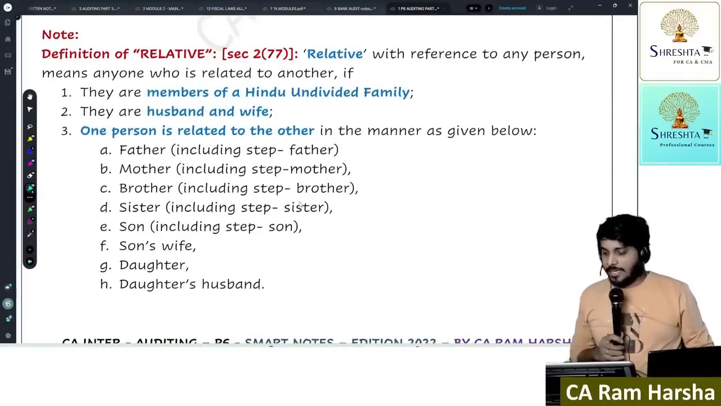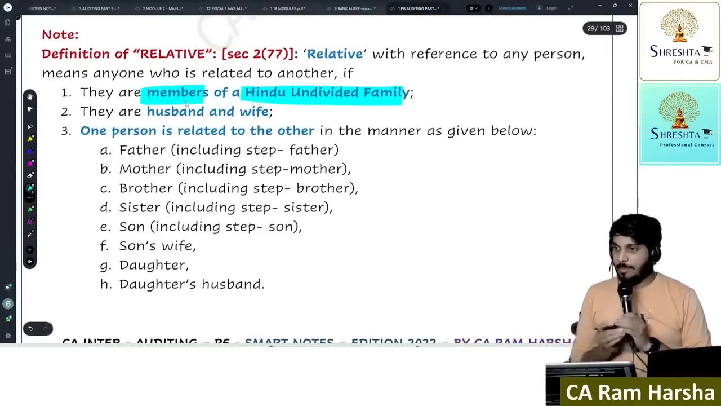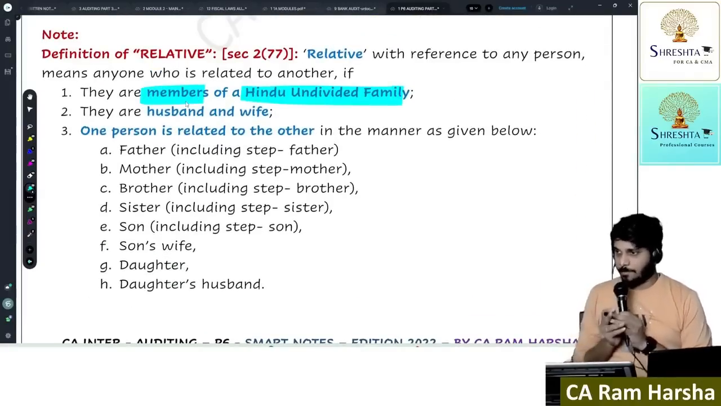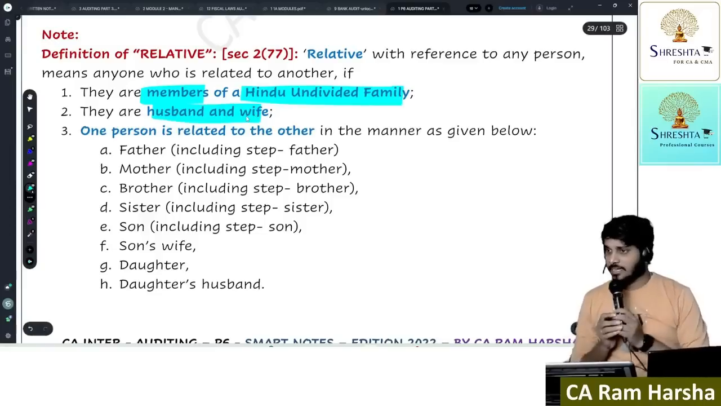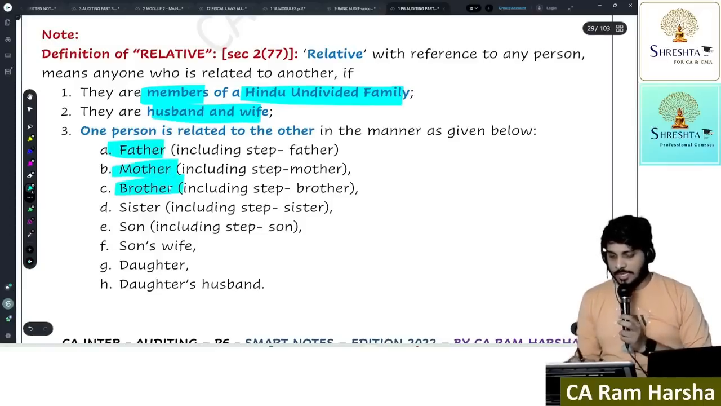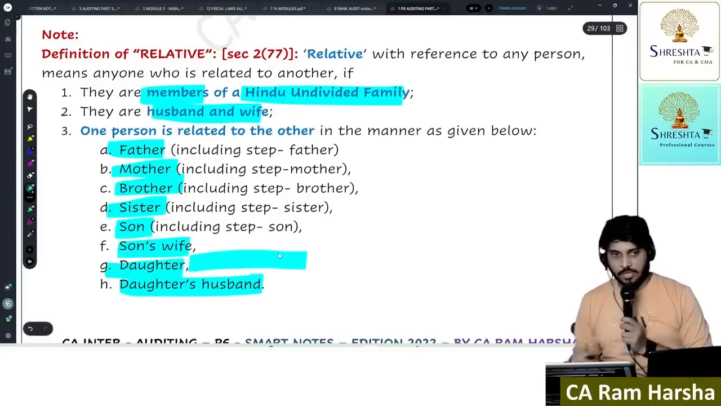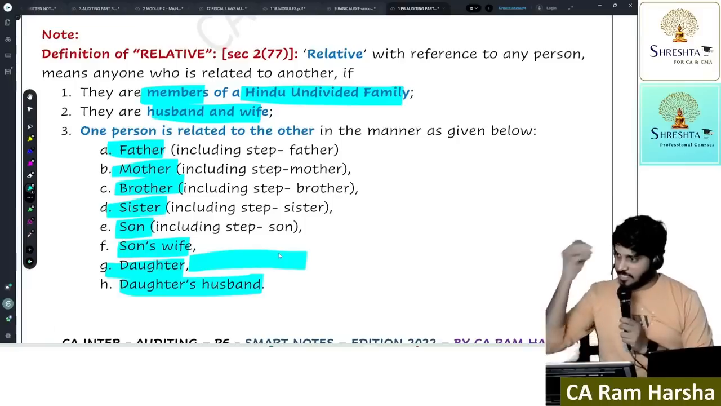Now, who is a relative? In case of HUF, every member of the HUF is a relative to each other. For others, other than HUF, husband and wife are relatives, or father, mother, brother, sister, son, son's wife, daughter, daughter's husband. Getting it? Now here you see daughter is there, but stepdaughter is not there. That kind of observation and all, stop.